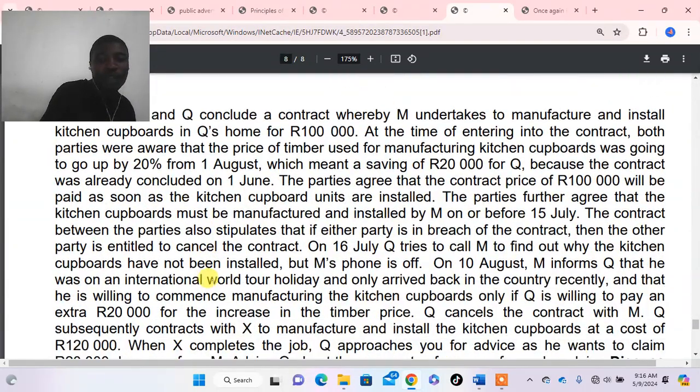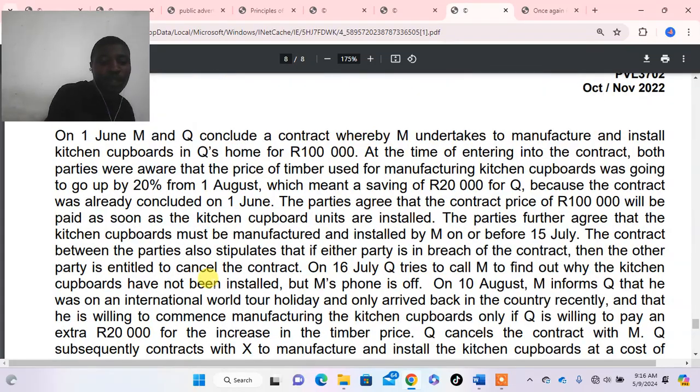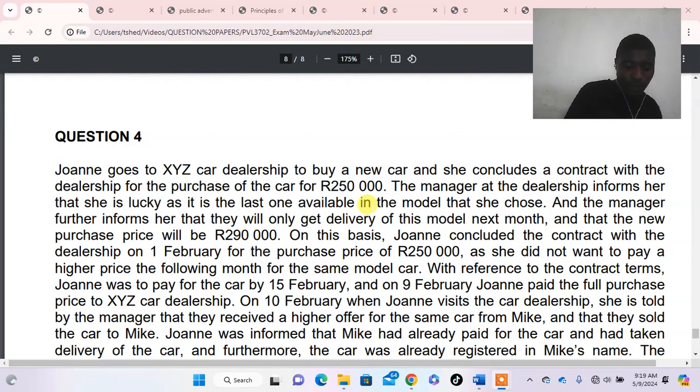Let's check another question, which is very tricky. Let me check one question. Okay, let's deal with the last question. John goes to XYZ car dealership to buy a new car, and she concluded a contract with the dealership for the purchase of the car for 250,000. The manager at the dealership informs her that she's lucky as it is the last one available in the model that she chose. And the manager further informs her that they will only get delivery of this model next month, and that the new purchase price will be 290,000.